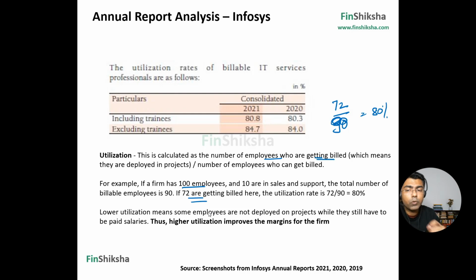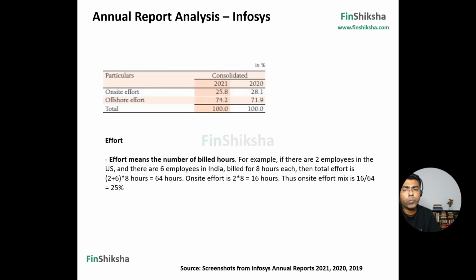Lower utilization would mean that some employees are not getting deployed on projects while they still have to be paid salaries. Thus, higher utilization improves margins for the firm. Utilization including trainees for the consolidated firm has been about 80%. This is an all-time high for Infosys at this point of time.